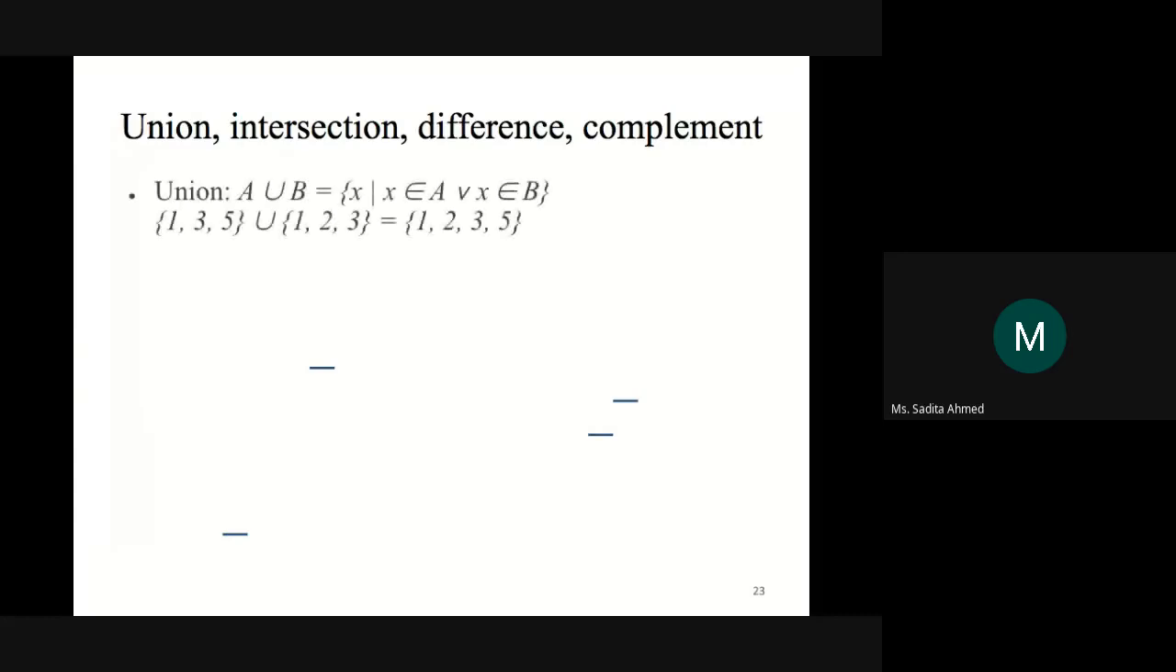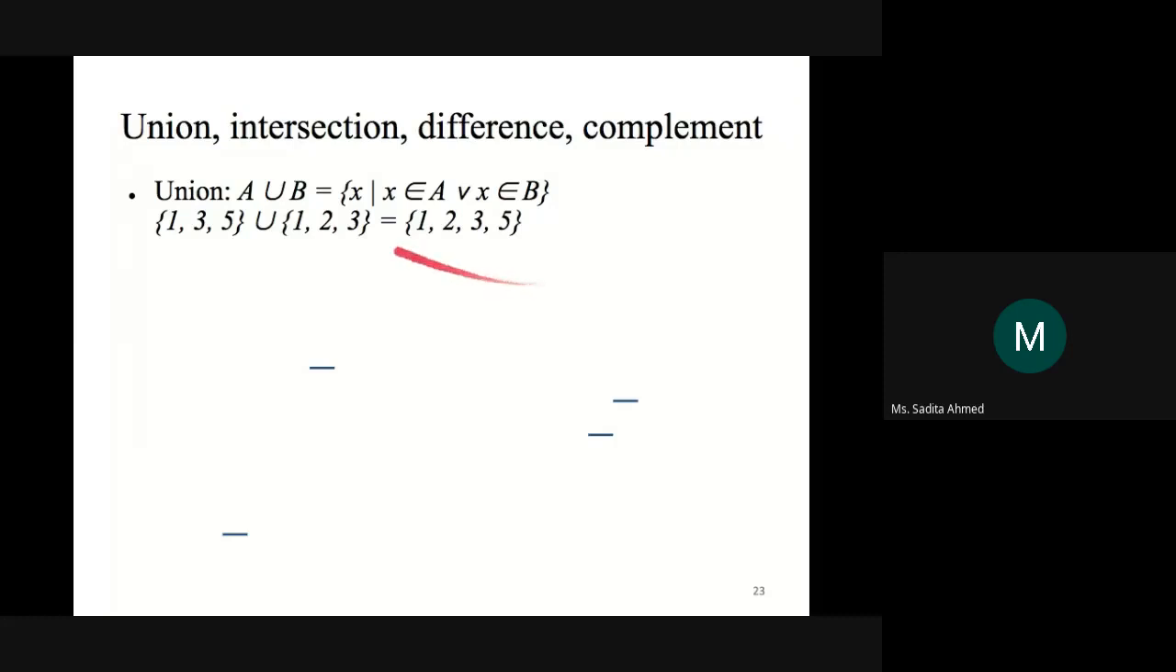Okay. So the union operation, the union of 2 sets would give us, as a result, a set that has as elements those that belong to any one of the sets. As long as the element belongs to any one of the sets, it will be there in the resulting union of the 2 sets.